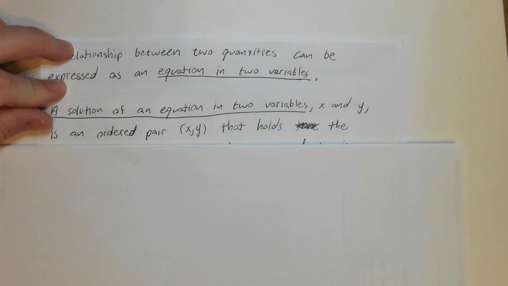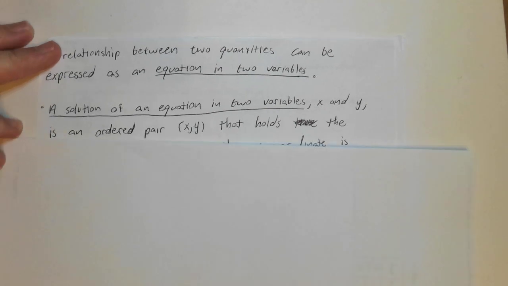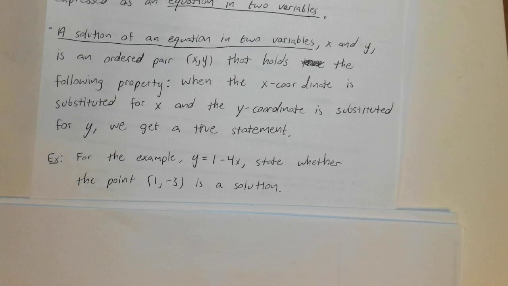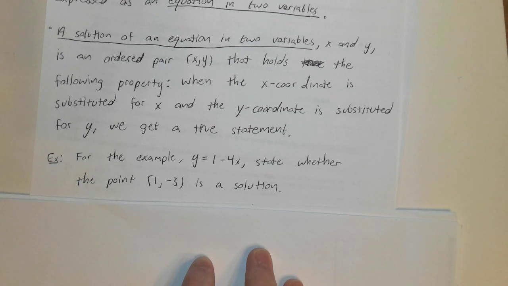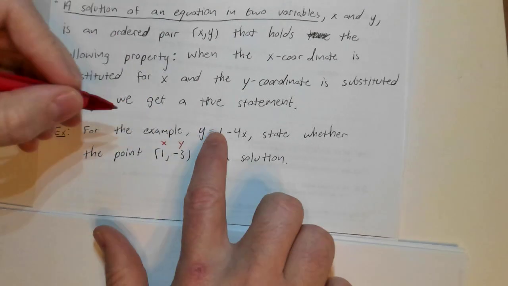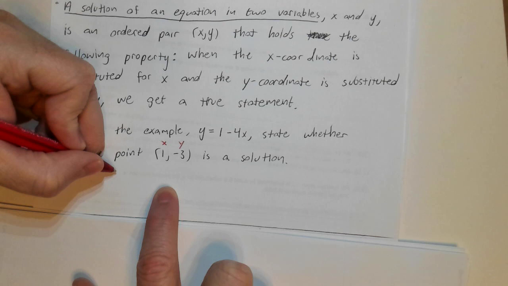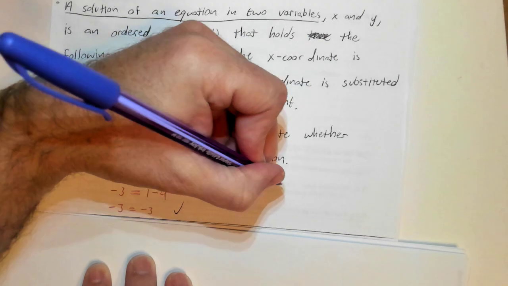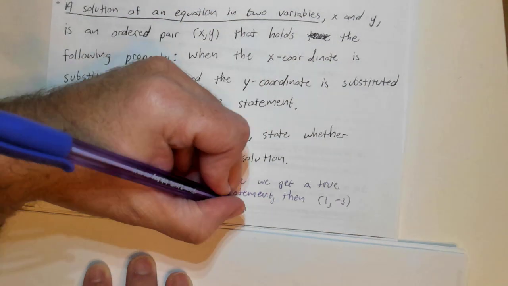We're going to use x, y as the ordered pair for an equation in two variables. For example, y equals 1 minus 4x. We're going to state whether (-1, -3) is a solution. So I'm just going to plug that in. So y is -3.